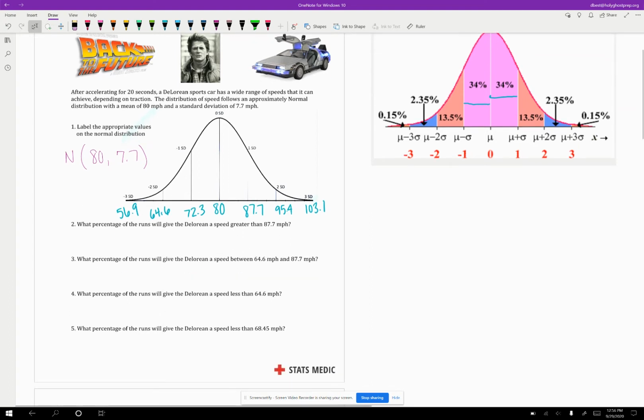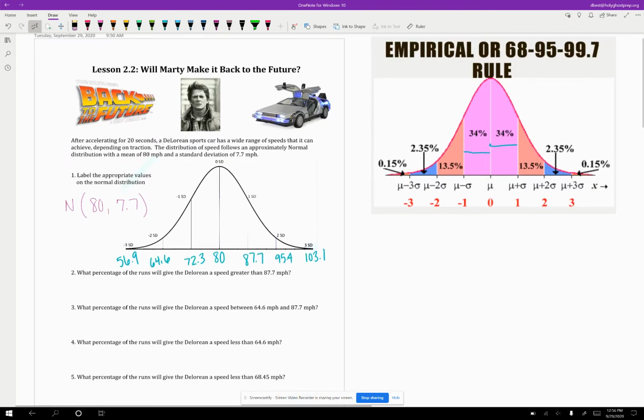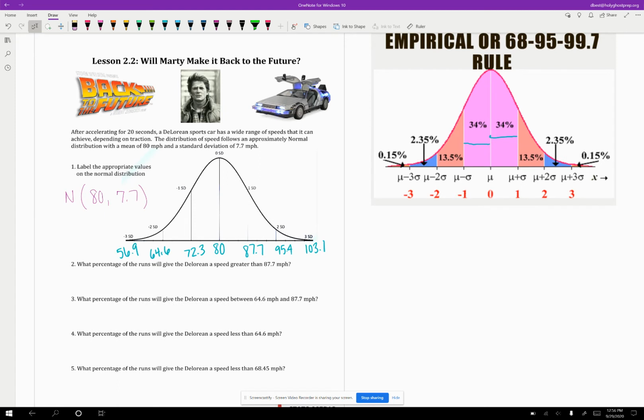So take a minute and try to answer questions 2, 3, and 4 using the empirical rule and the percentage breakdowns in each section. So for the first one, greater than 87.7 miles per hour. So that's everything above 1 standard deviation. And to do that, I would be combining my 13.5%, 2.35, and the very end of the tail, the 0.15, for a total of 16%.